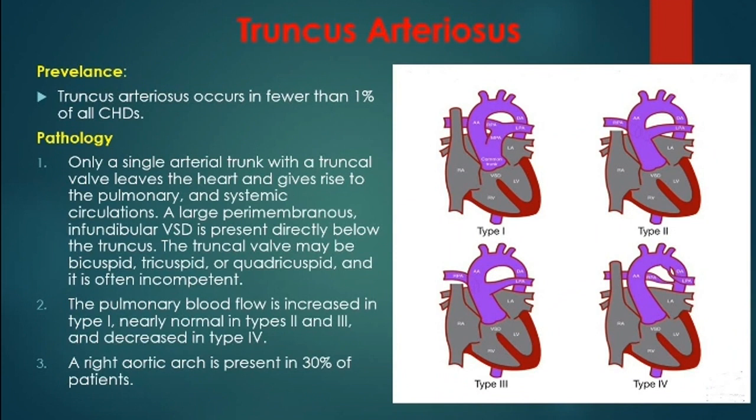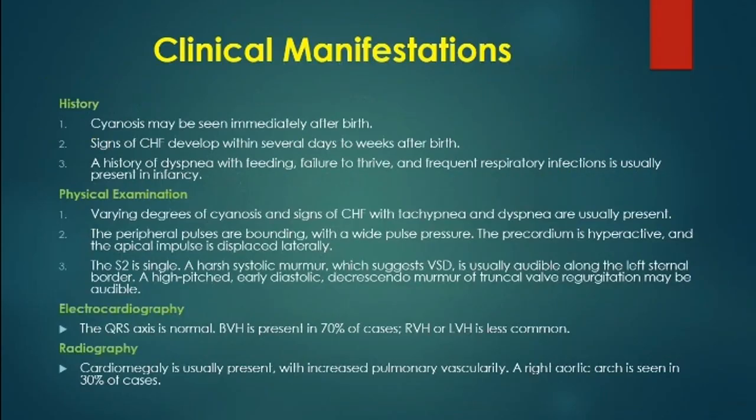The pulmonary blood flow is usually increased in type 1, nearly normal in types 2 and 3, and decreased in type 4. There may be a right-sided aortic arch in 30% of these cases. Clinically, these patients present with mild cyanosis immediately after birth. Usually, there are signs of congestive heart failure within several days to weeks after birth. Usually, there is dyspnea with feeding, failure to thrive, and frequent respiratory infections.